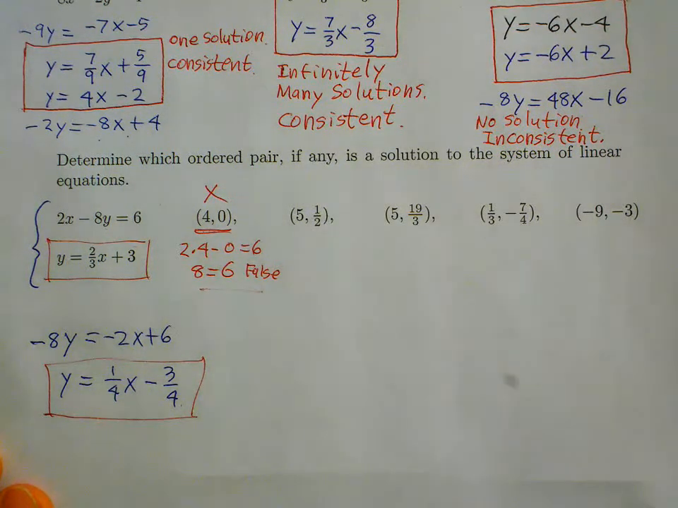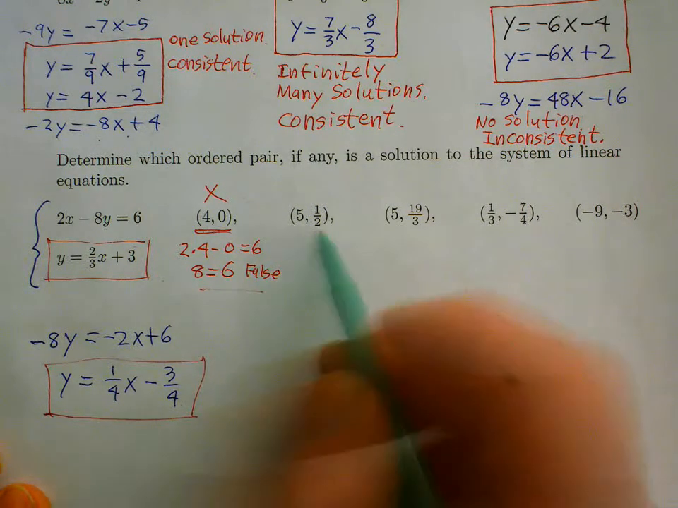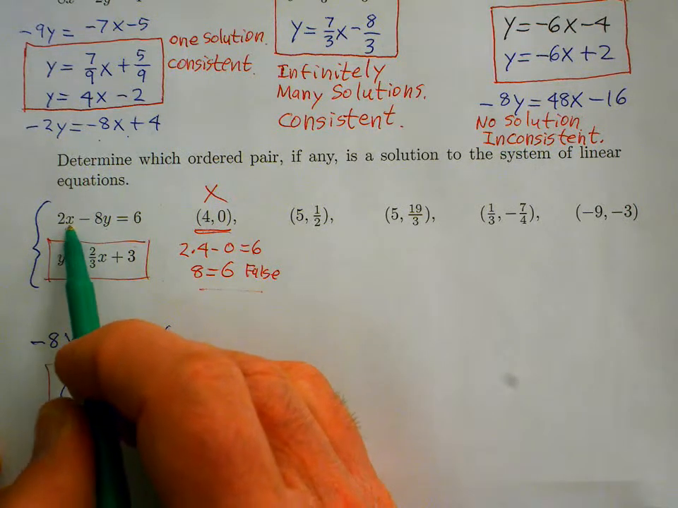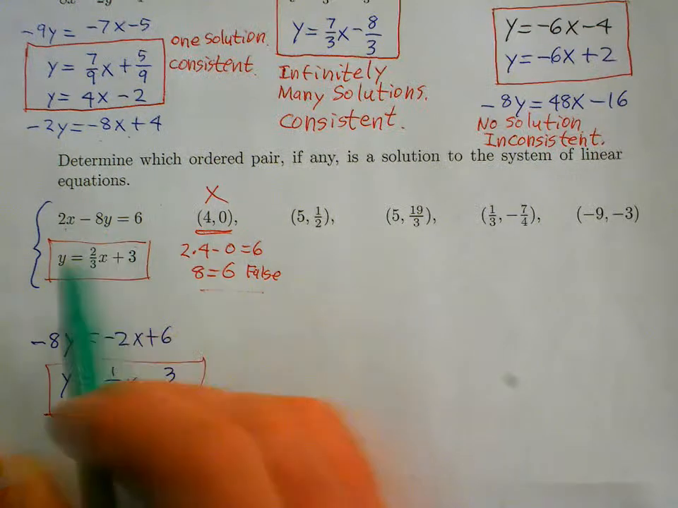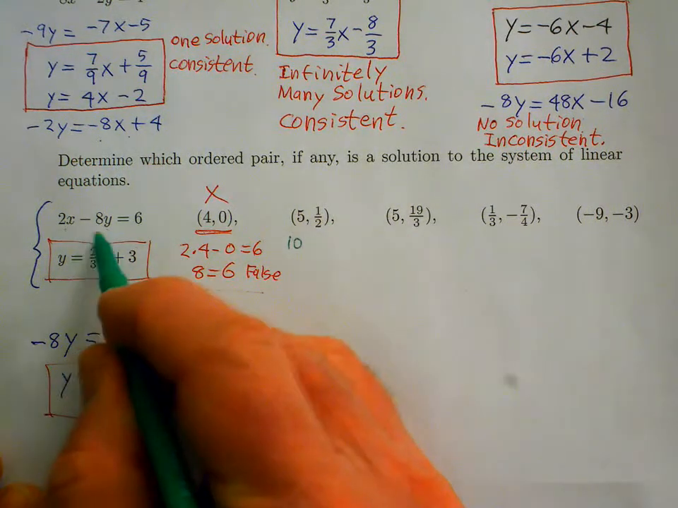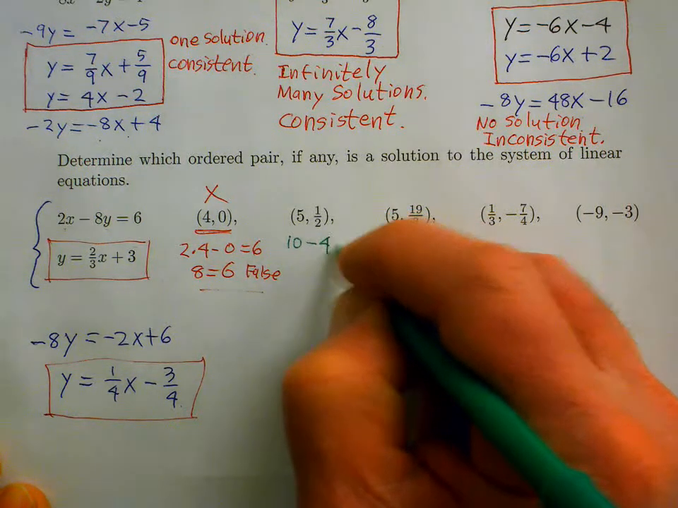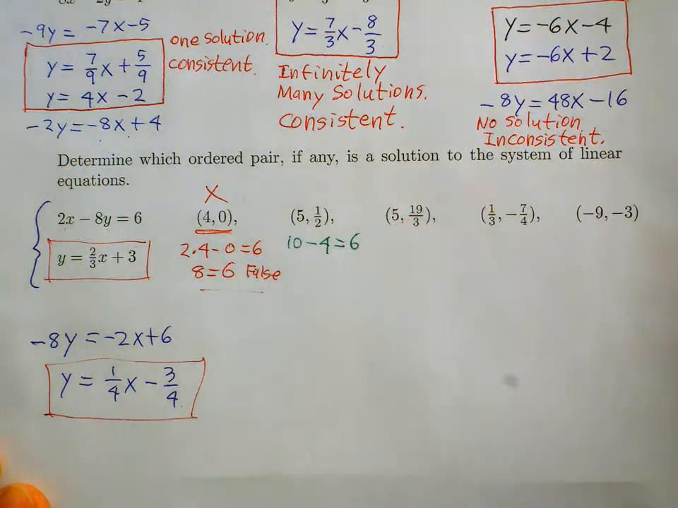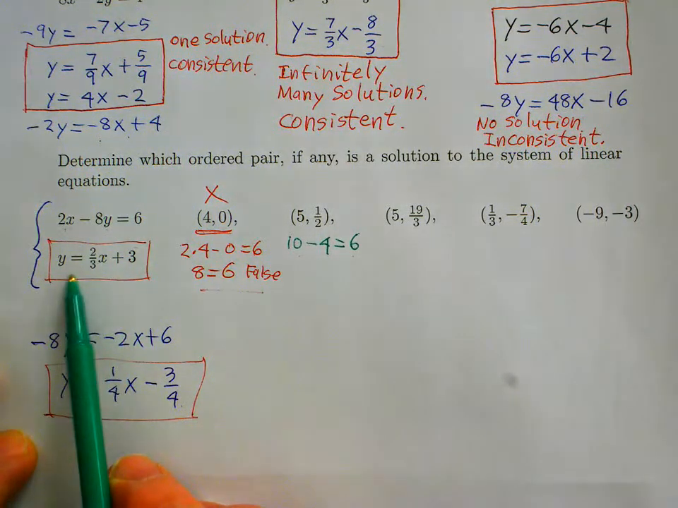Let's test the next point, 5, 1/2. So we'll just start with the top equation again. Replace x with 5 and y with 1/2. So 2 times 5 is 10, minus 8 times 1/2 is minus 4. And 10 minus 4 is 6. Well, that's true, isn't it? Okay, but we're not done. Since it's true for the top equation, we have to check to see if it's also true for the bottom equation.